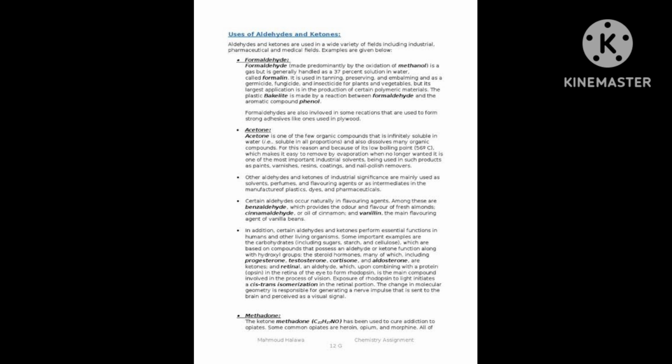Now for acetaldehyde particularly, where is it used? Acetaldehyde is used primarily as a starting material in the manufacture of acetic acid, ethyl acetate, vinyl acetate, polymers and drugs. See the usage of acetaldehyde. First, acetic acid. Second, ethyl acetate. Third, vinyl acetate. Fourth, polymers. Fifth, drugs.